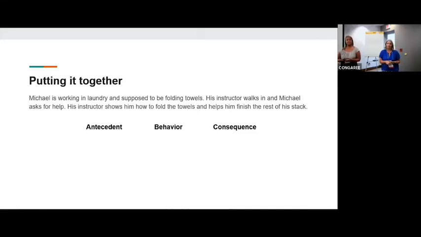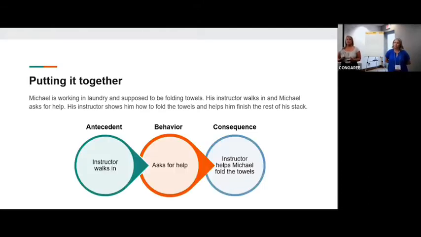And what's the antecedent? What triggered Michael asking for help? Yep, it's the same antecedent. And then what's the consequence? The instructor showed him how to fold the towels. So in this situation, we have the same antecedent, we have the same consequence. The behavior is a little bit different. Now, what do we think that potential function is? And do we think this asking for help is going to increase in the future or decrease?